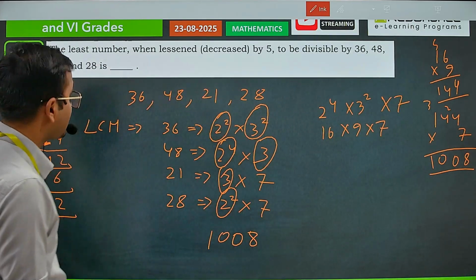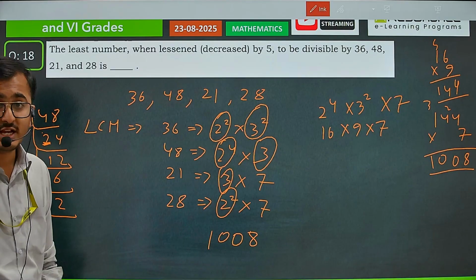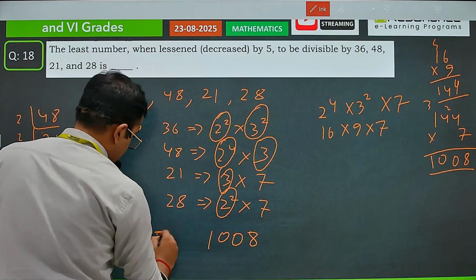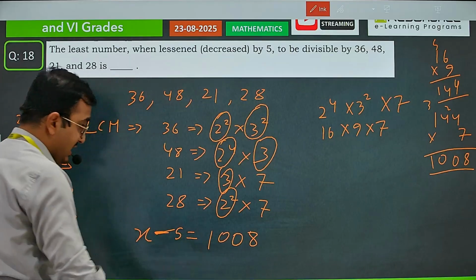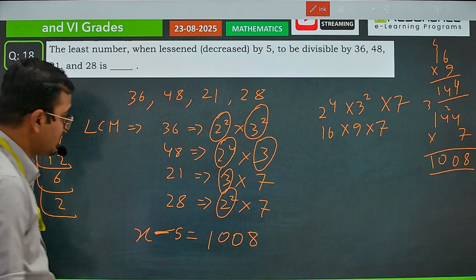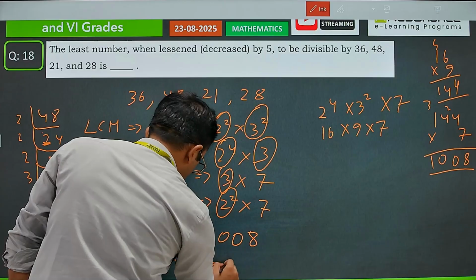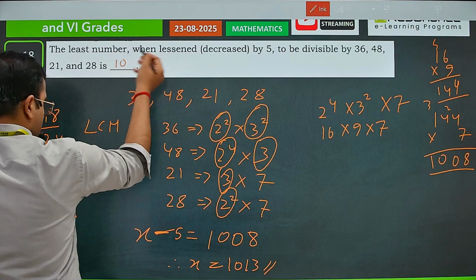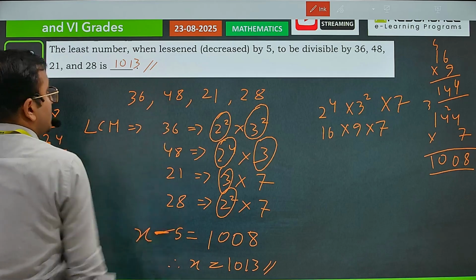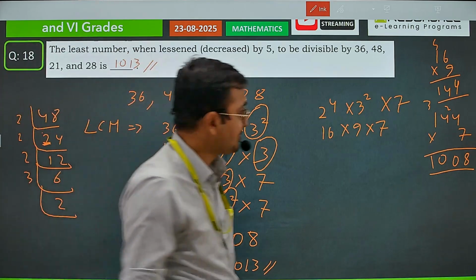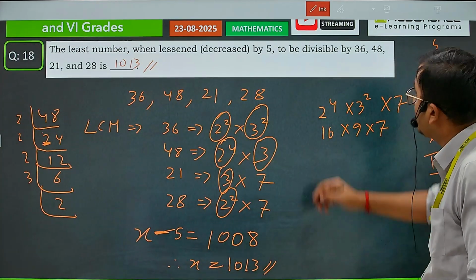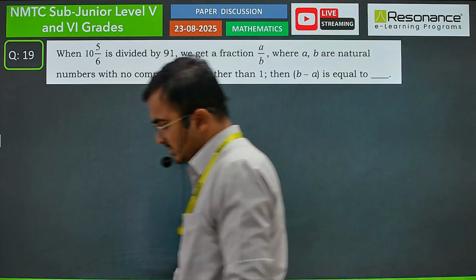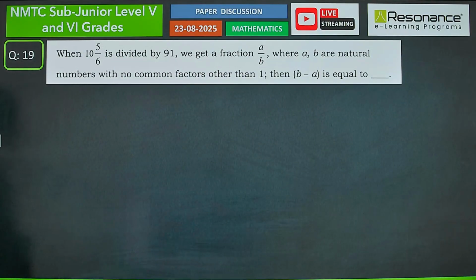So it needs to be decreased by 5. That means my number should be decreased by 5 from 1008, so therefore my x value is 1003, as simple as that. Hope it's clear. Is it clear to everyone?